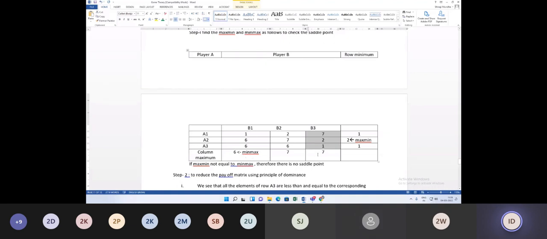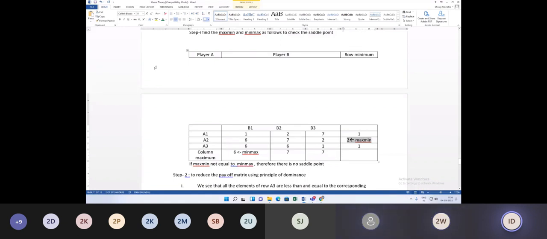From all these maximum elements, we select the minimum, which is 6, right? Minimum is 6. Is the minimax equal to the maximin? No, they are not equal. It means that there is no saddle point. Are you getting it or not? There is no saddle point.